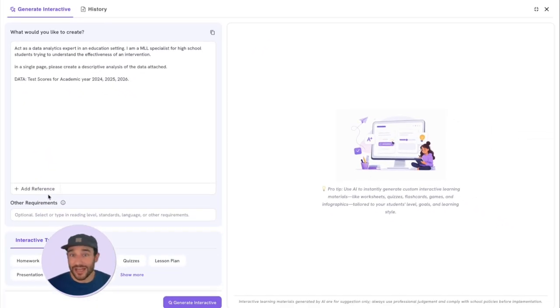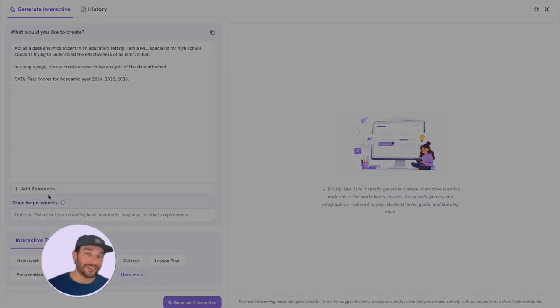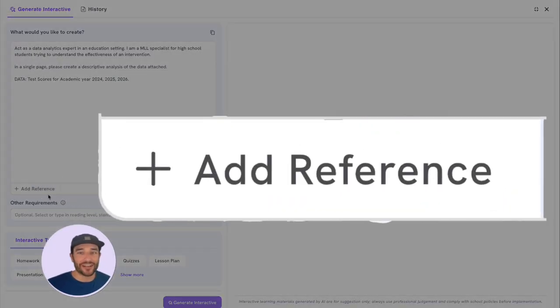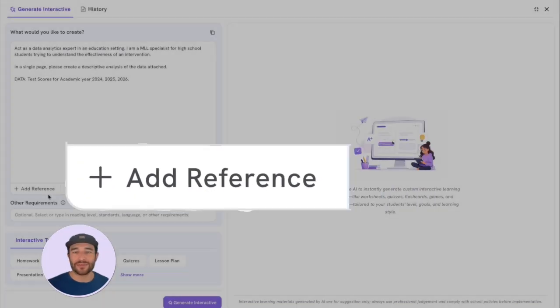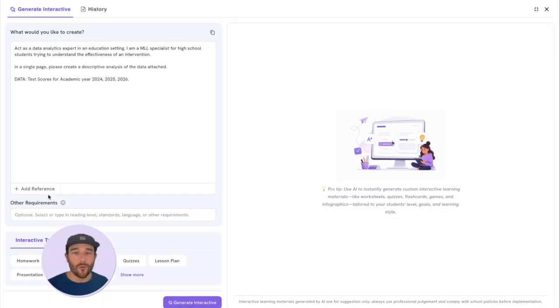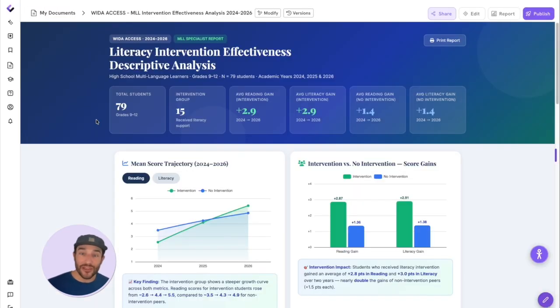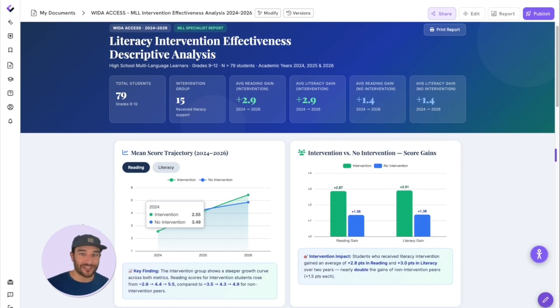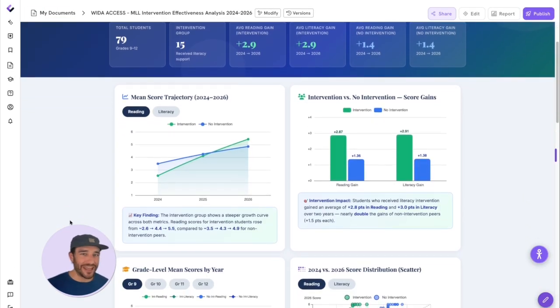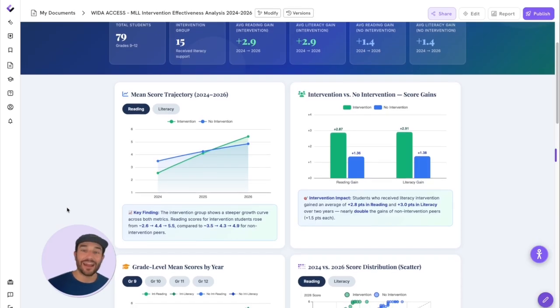Of course, we need to attach our data as a reference. And this feature can handle a lot of information, up to 500 pages of text, and it's capable of processing file types of PDF or images or Microsoft documents like Excel spreadsheets. And it will use these references to generate a really good starting point. I have descriptive statistics that help me understand how students are performing and how they're changing.